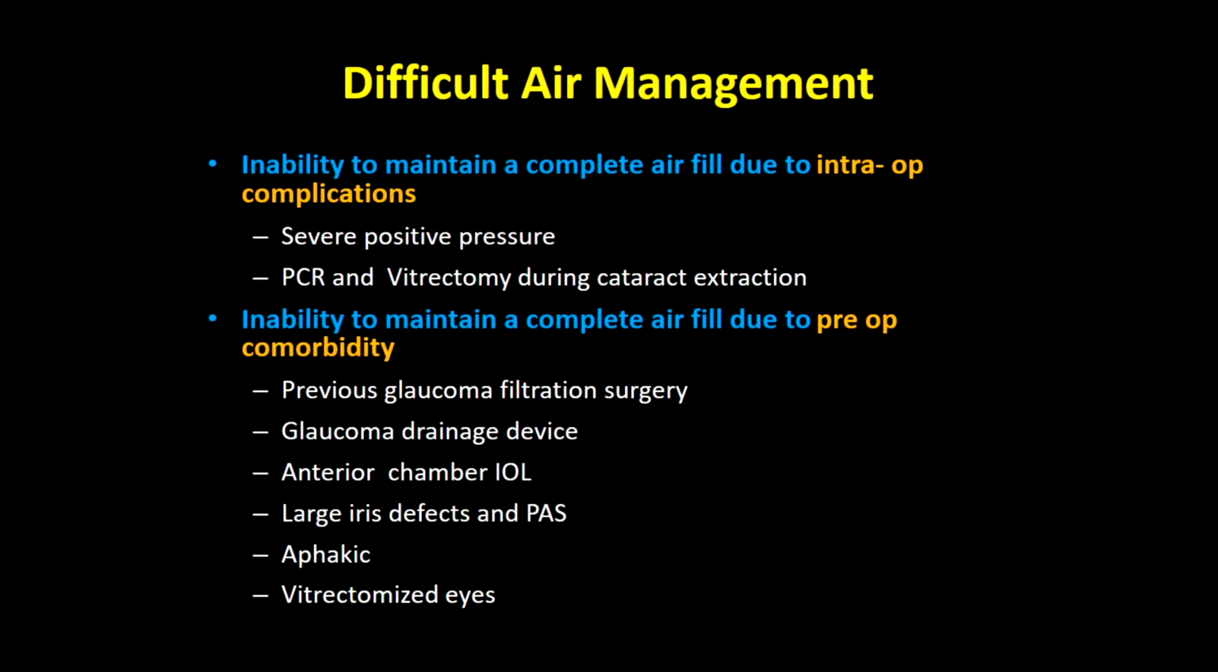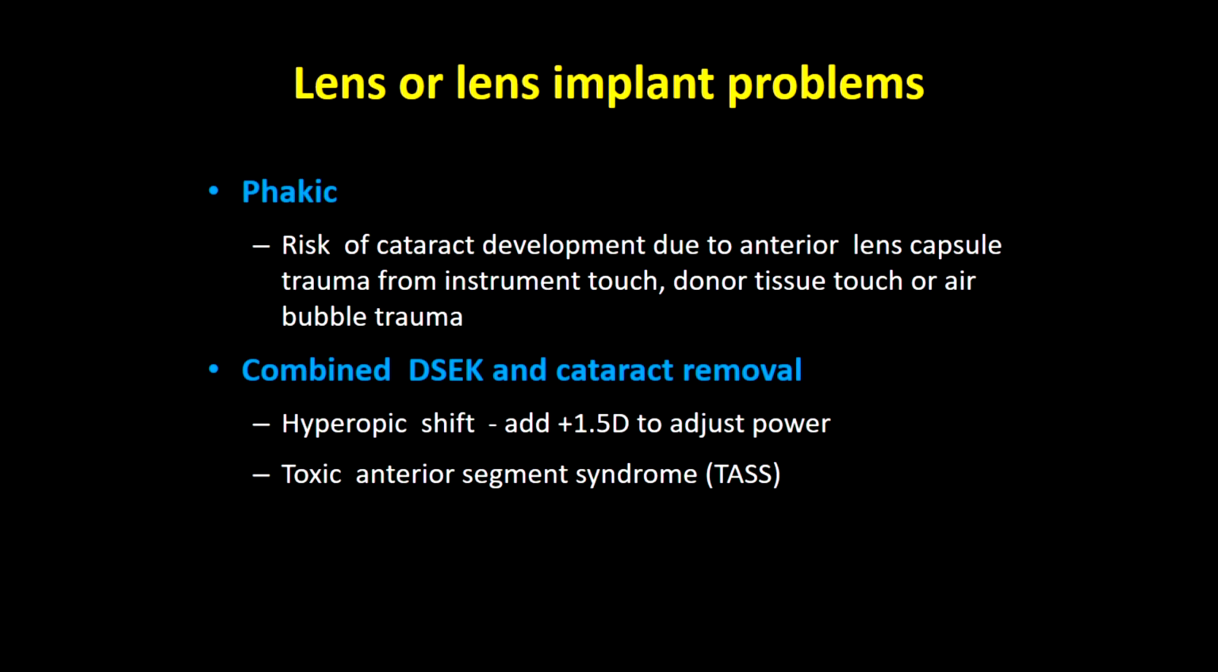It can be intraoperative complications like severe positive pressure and PCR or vitrectomy, which you can encounter during the surgery. Or pre-op, when you have selected a hazy cornea stromal, you do not know, and you suddenly discover the vitreous there in the AC. Or it can be due to the pre-op morbidity. If you go ahead with your experience, you can do all these relatively difficult or relatively contraindicated patients, and you can get through the surgery very well with experience.